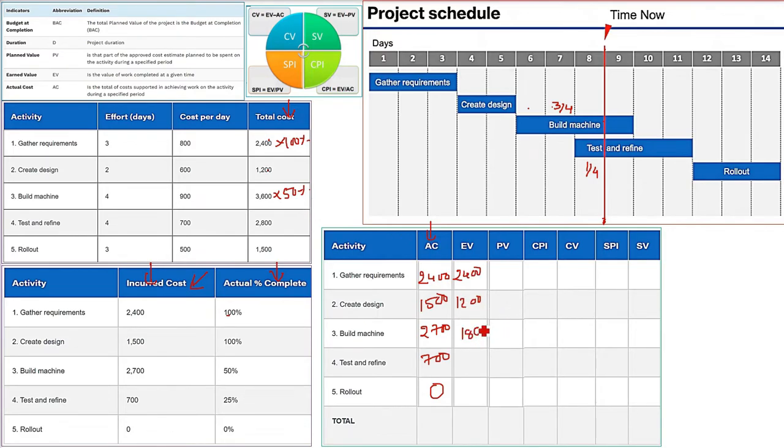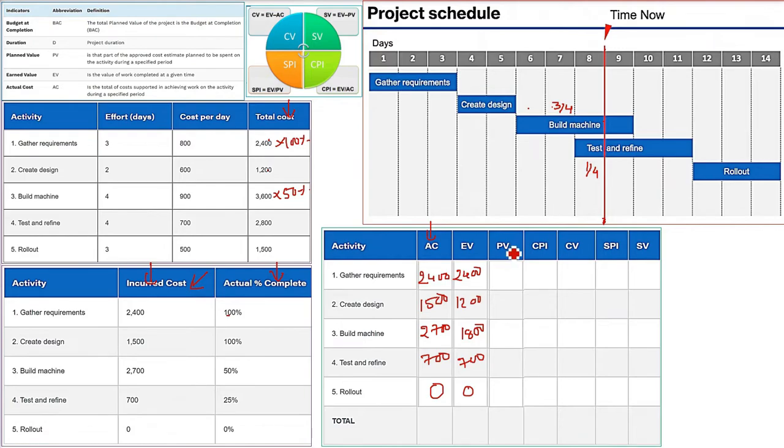Coming to the test and refine, which is 2800, 25% is complete. This is given in the table. So you can also find using the unit cost per day, but just take 2800 and 25%. That is going to be 700. And 0 for the rollout.